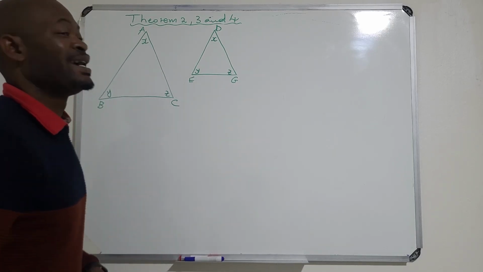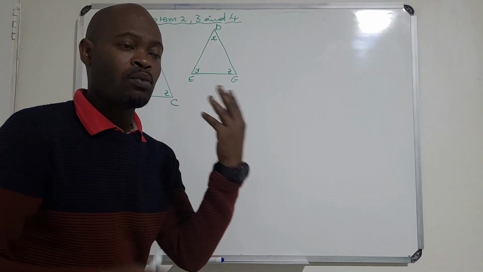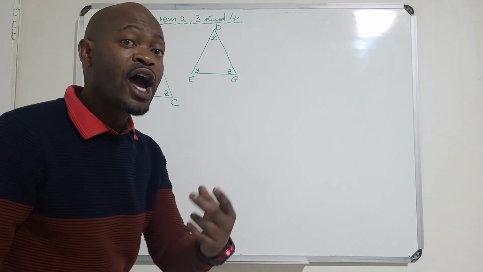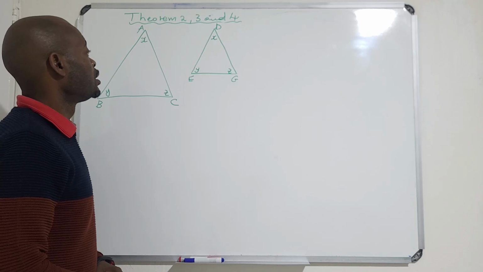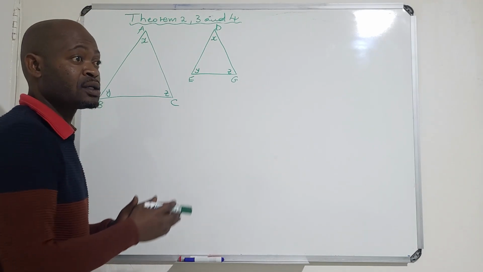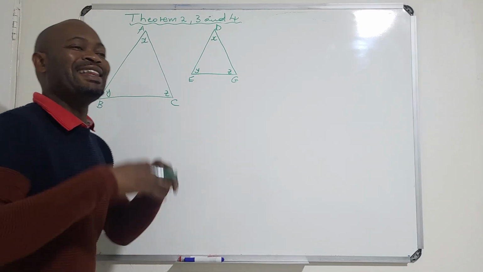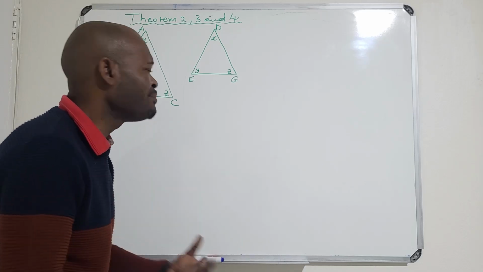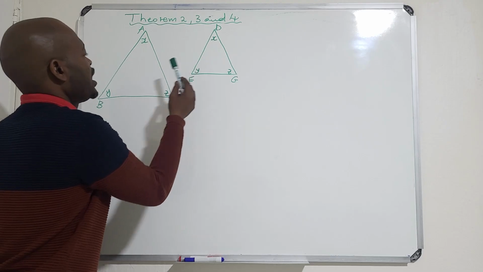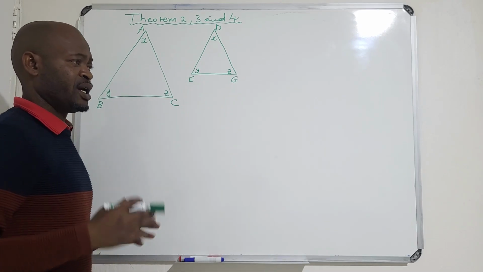It states that when the corresponding sides of two triangles are in proportion, then they are similar. When the corresponding sides of two triangles are in proportion, then the two triangles are similar. By then the two triangles are similar, it means that this angle is equal to that angle. This angle is equal to this angle. This angle is equal to that angle. I'm not sure if I'm clear.